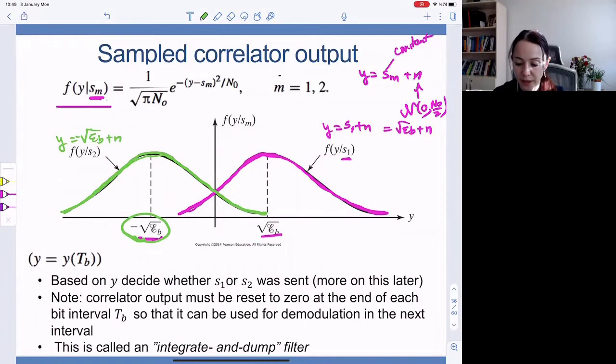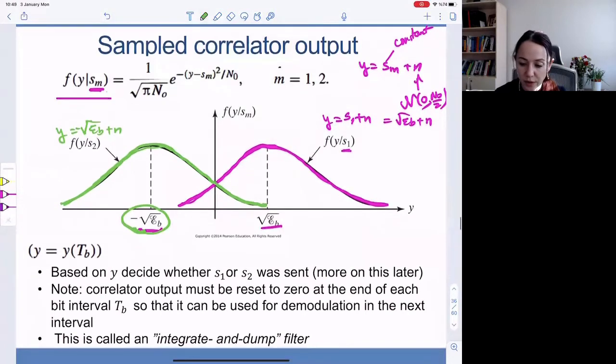All right. Now, we have y, and we need to decide on whether S1 or S2 is sent. What is the criterion for this decision? We want to minimize the error probability. We want to minimize the probability of deciding on the wrong hypothesis. Okay, so it is a so-called hypothesis testing problem.